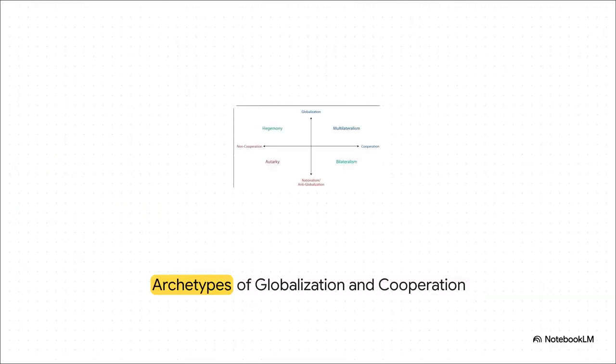All right, this brings us to the climax of our framework. What exactly happens when we combine our two axes? Well, this 2x2 matrix brilliantly illustrates the dynamic nature of international relations. By mapping globalization versus nationalism on the vertical axis and cooperation versus non-cooperation on the horizontal axis, we reveal 4 distinct country archetypes. We've got autarky, hegemony, multilateralism, and bilateralism.